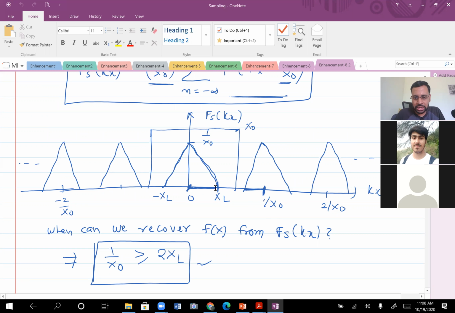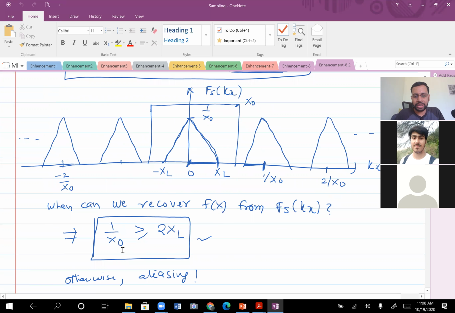So this sampling rate, how much it should be, that's what we were discussing here. So you could see here, this is XL. The other negative side of this also has a copy placed here with XL. So assuming that XL is the maximum limit on the frequency you are having, unless this distance is at least equal to 2XL, ideally more than that, there is an overlap. And once there is an overlap, high frequencies and low frequencies are getting merged, and then you won't be able to recover your original signal.